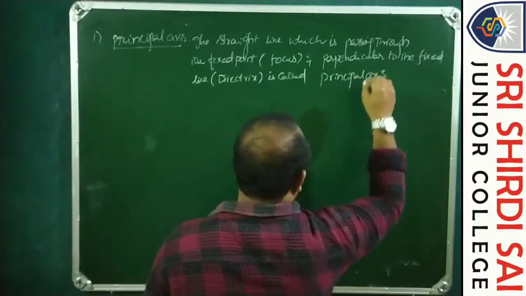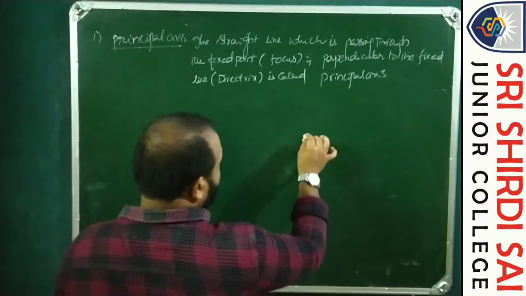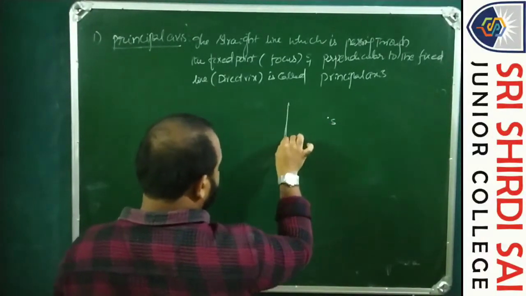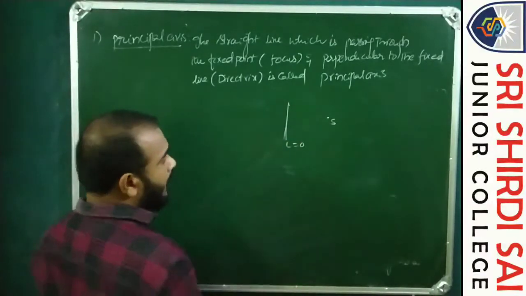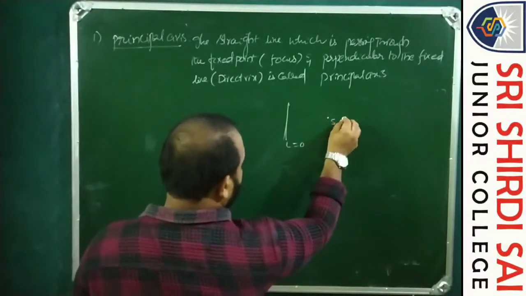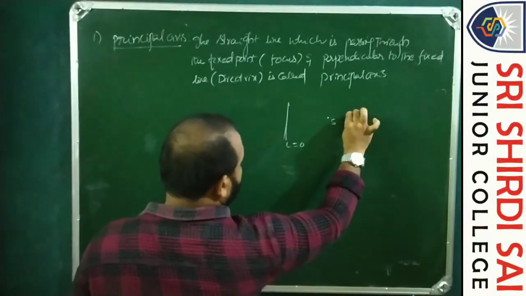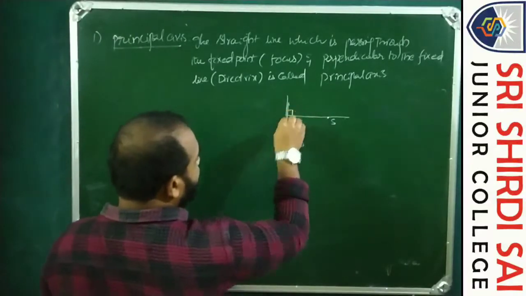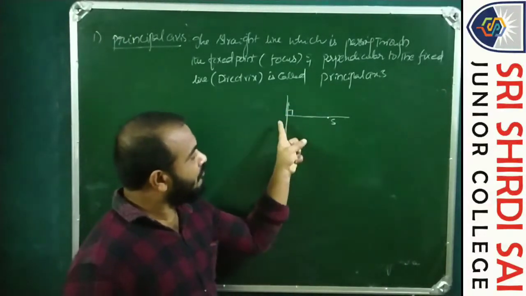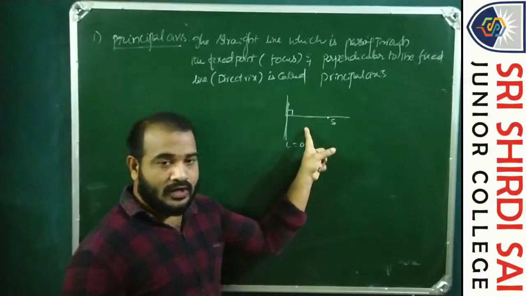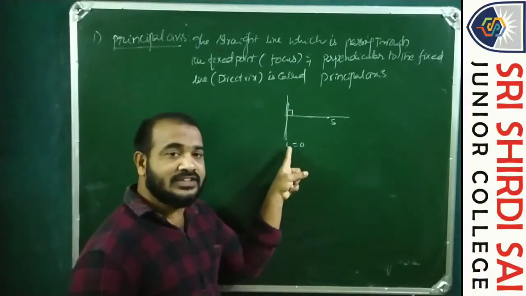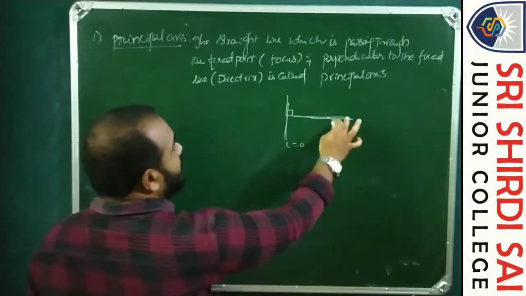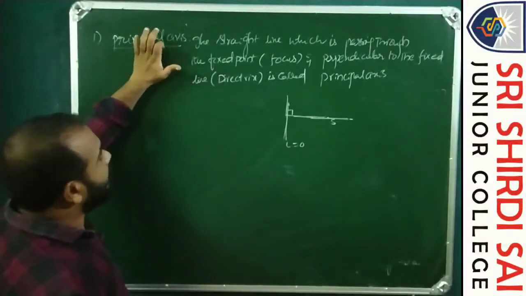That means, this is S and this is L equals to 0. A straight line passing through the fixed point and perpendicular to the fixed line, passing through the focus and perpendicular to the directrix. Therefore this line is called the principal axis.